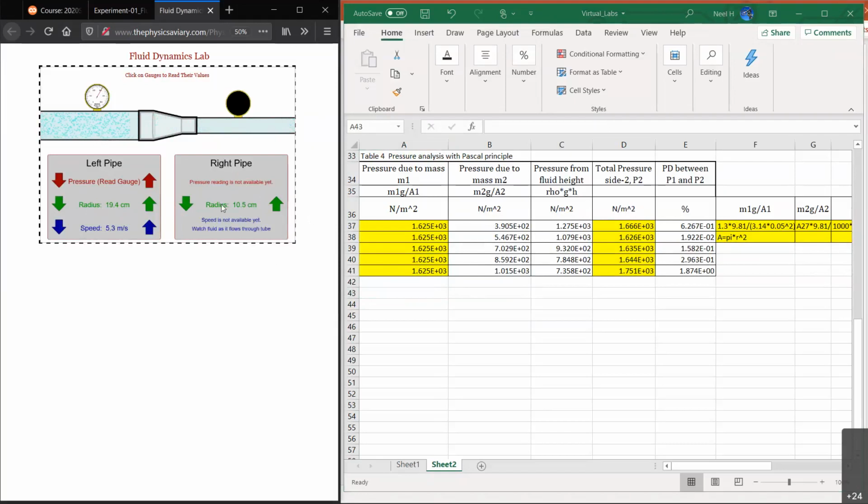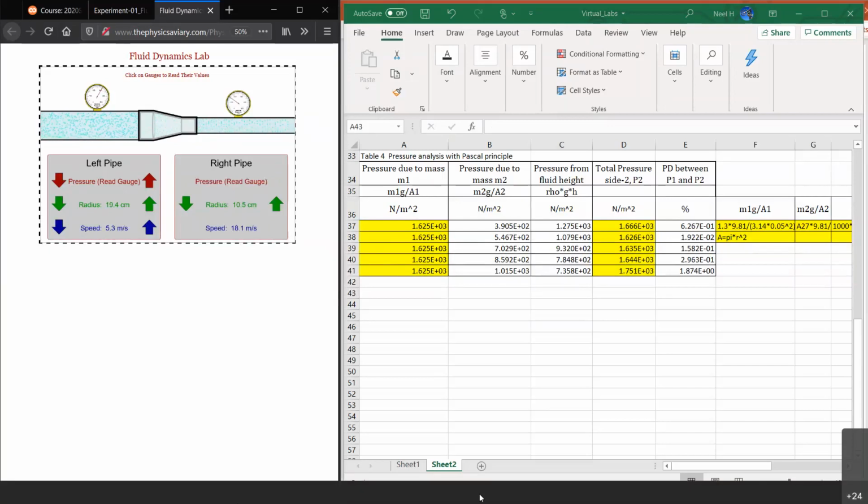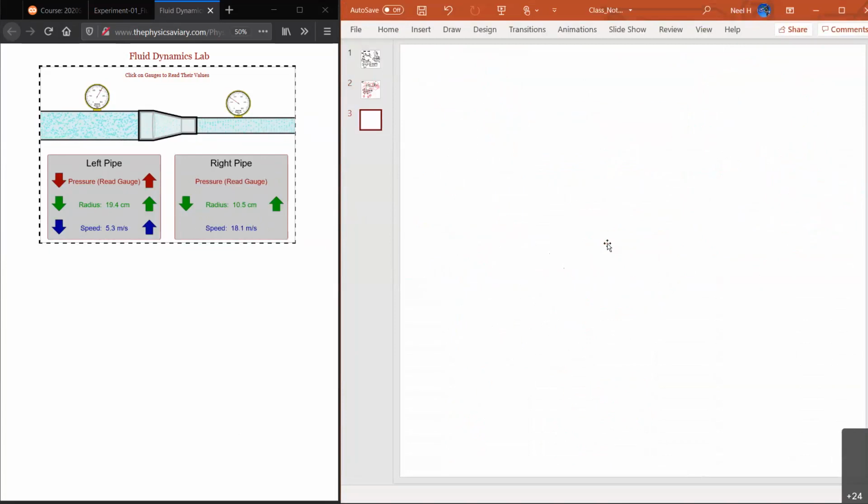That will show you the pressure on the other side, right? So what we're going to do in this part of the lab is this calculation to analyze the Bernoulli's, right? So let's take a look at how we're going to do this. Now part C.